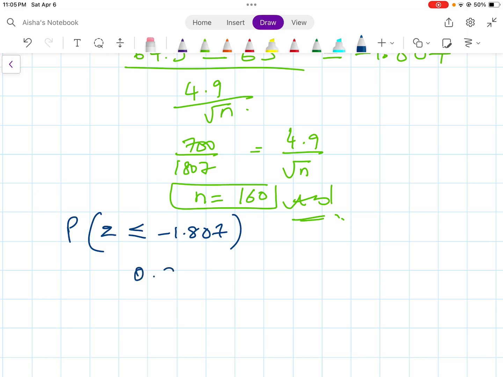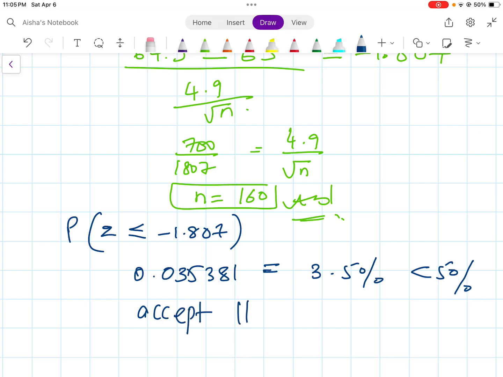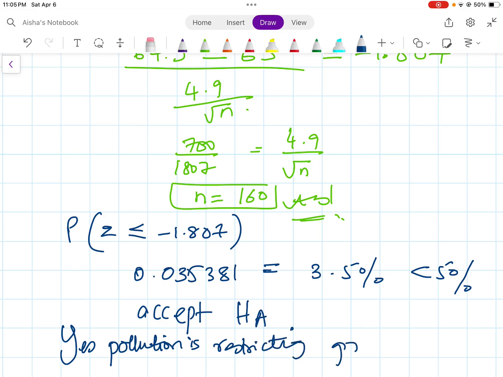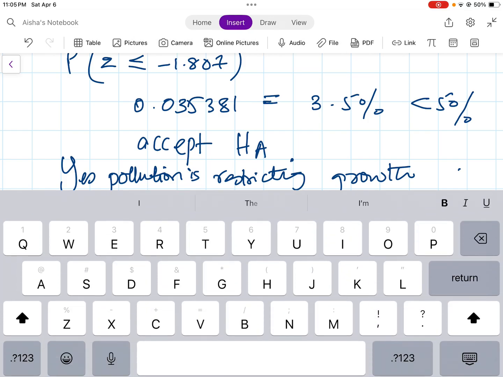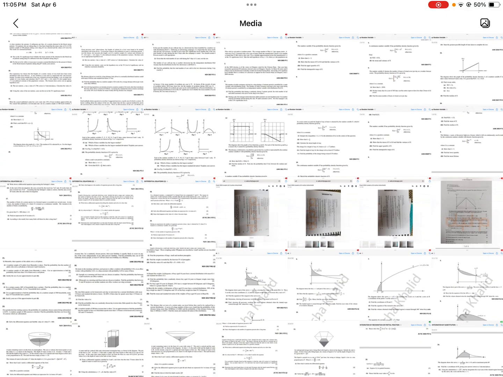The probability is 0.035381, which is 3.5%. This is less than the 5% significance level, so accept the alternative hypothesis, because we lie in the critical region. That is, yes, pollution is restricting growth. All right, pretty easy questions, I would say.